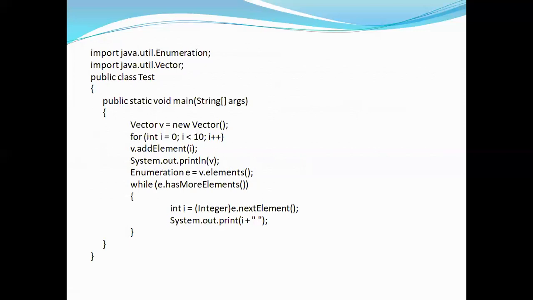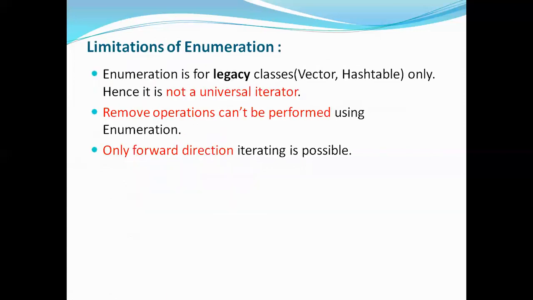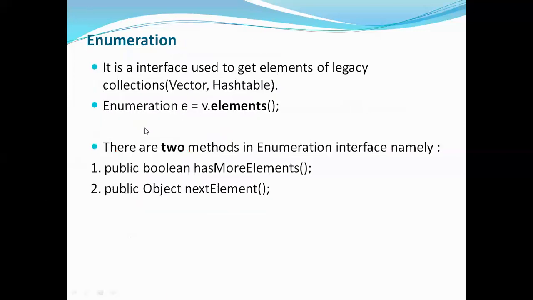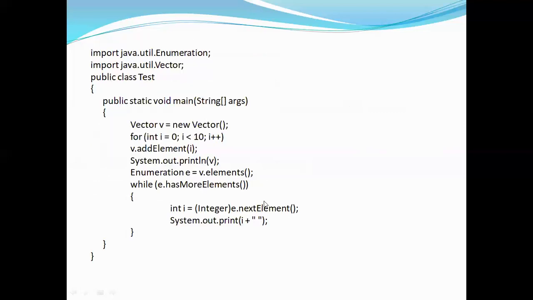Next, after printing, I'm trying to use the iterator called Enumeration. If we have seen in the previous case how to create the object for enumeration: Enumeration e equals v.elements(), where v stands for vector. So the same thing I have written here, Enumeration e = v.elements(). It is creating the object for our enumeration.